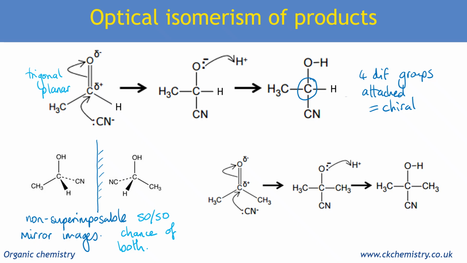You don't always get optical isomers from this addition reaction. For aldehydes, you always will, because for aldehydes you've got H, CN, OH, and then your carbon chain. But if we took our propanone example, look at the end product and see that it's not chiral, because that carbon has actually got 2 methyl groups attached to it. So they're the same, it hasn't got 4 different groups. So if you have a symmetrical ketone, then your product will not be chiral.